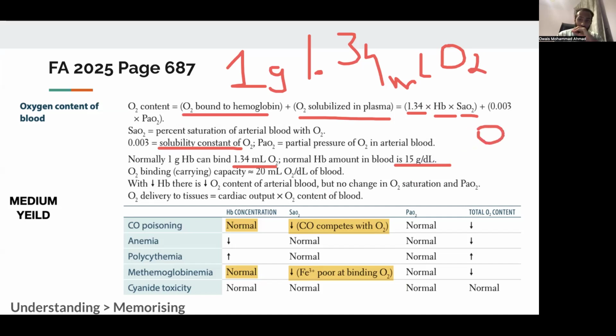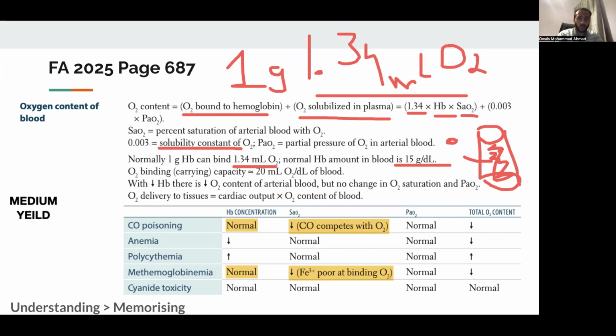So if we have blood over here, in one deciliter of blood we will have 15 grams of hemoglobin. And of course, this is 15 grams, and if you were to take 1 gram, it would be able to bind 1.34 milliliters of O2. O2 binding carrying capacity is 20 ml of O2 per deciliter of blood. So the carrying capacity is going to be 20 ml of O2 per deciliter of blood. When there's a decrease in hemoglobin, there's a decrease in O2 content of arterial blood. There's no change in O2 saturation or partial pressure of O2.